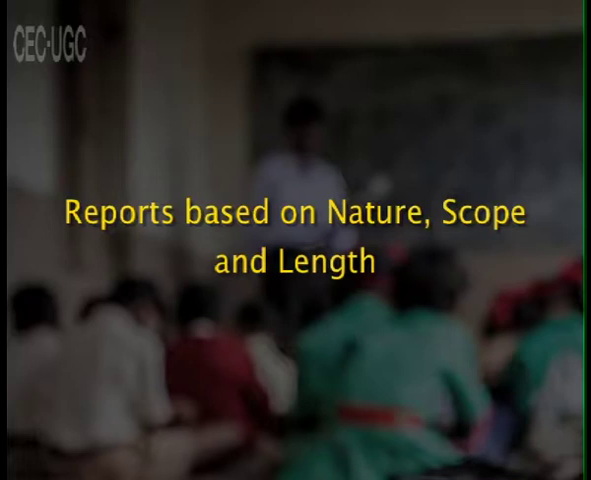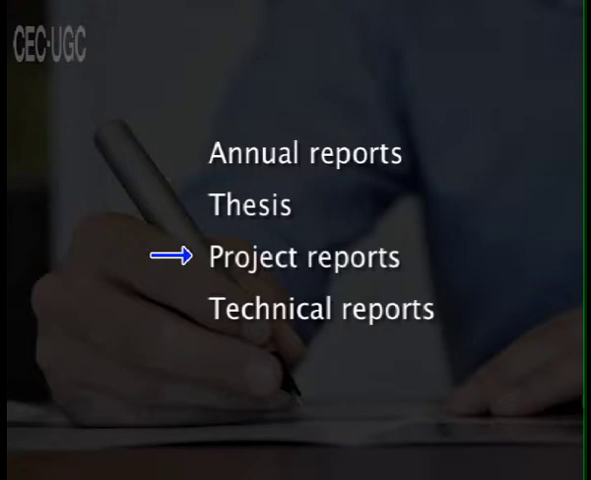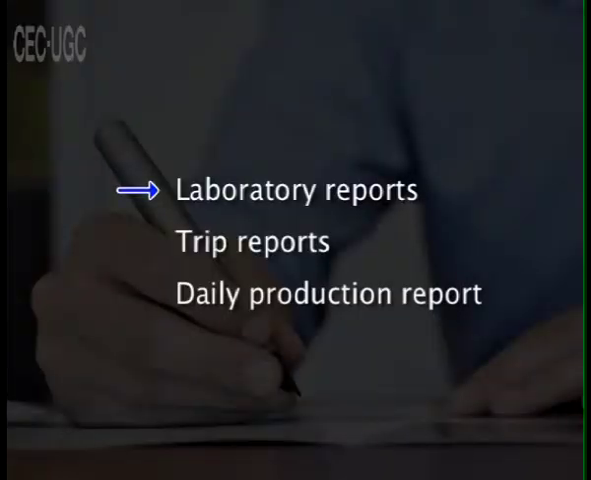The next type of reports are based on nature, scope and length. These are of two types, formal and informal reports. Formal reports are long reports with elaborate description and discussion. For example, annual reports, thesis, project reports, technical reports, etc. The second type is informal reports. Compared to formal reports, these are shorter and do not need elaborate descriptions and discussions. For example, laboratory reports, trip reports, daily production reports, etc.